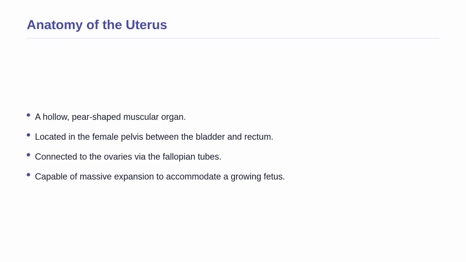Anatomically, it is a hollow, pear-shaped muscular organ, securely located in the female pelvis, nestled between the bladder and the rectum. The fallopian tubes connect the upper part of the uterus directly to the ovaries, providing a clear anatomical pathway for the ovulated egg to travel.